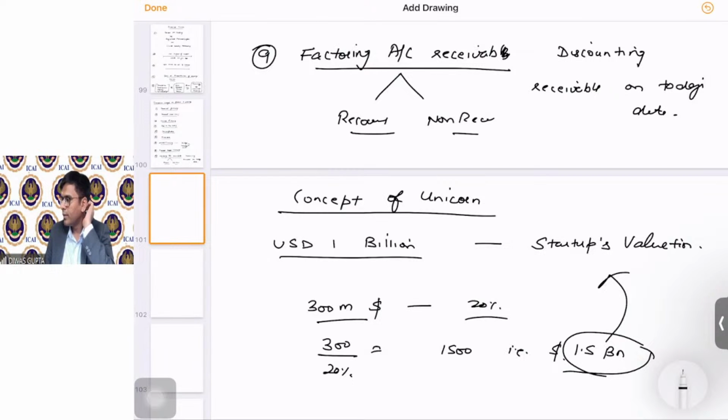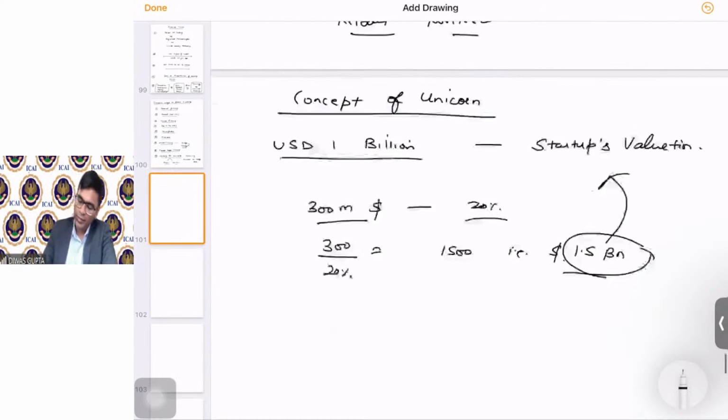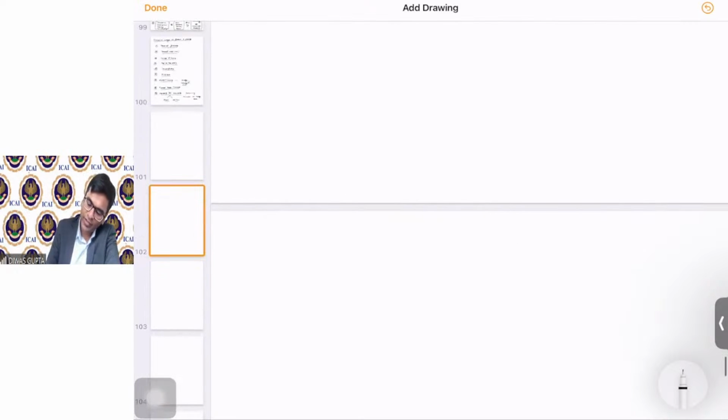Okay. Now in the study material, if you see, there are a lot of startups that have been mentioned as unicorns. So you can go through that list. Now let's come to the next topic, which is the modes of financing.